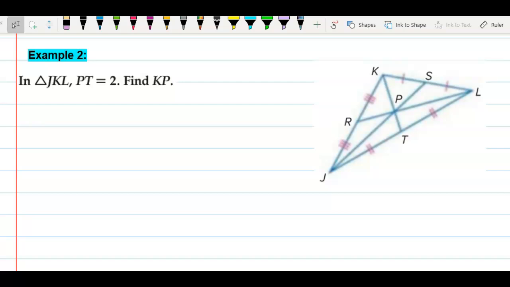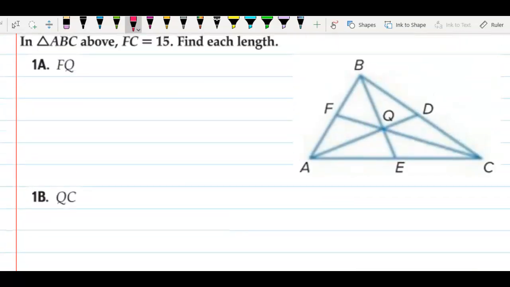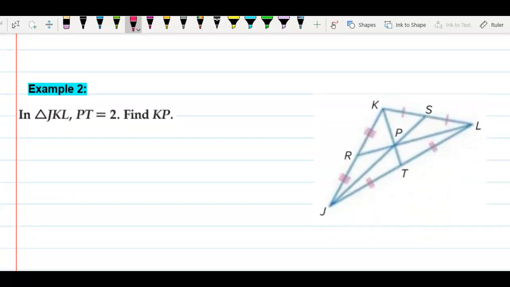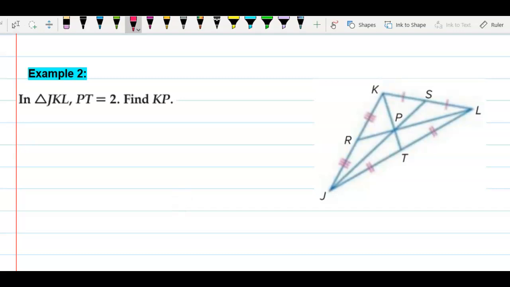Okay, so for this one, all we know is that, so it's the same figure. No, it's not the same figure. But P is a centroid. Okay? P equals centroid because we know we have medians. Okay? So we know we have our 1/3, 2/3 relationship. So PT is 2. We are specifically looking for KP, which is that segment there.